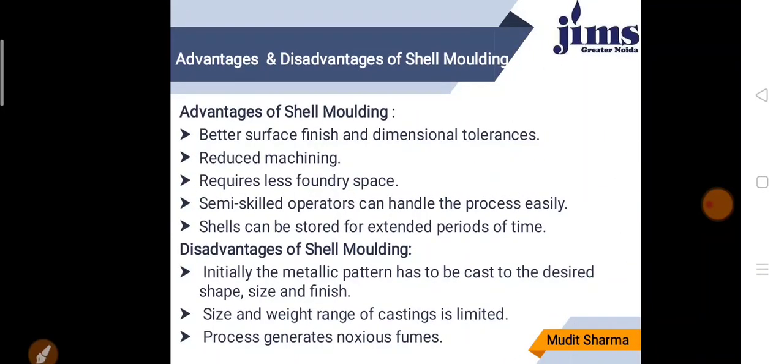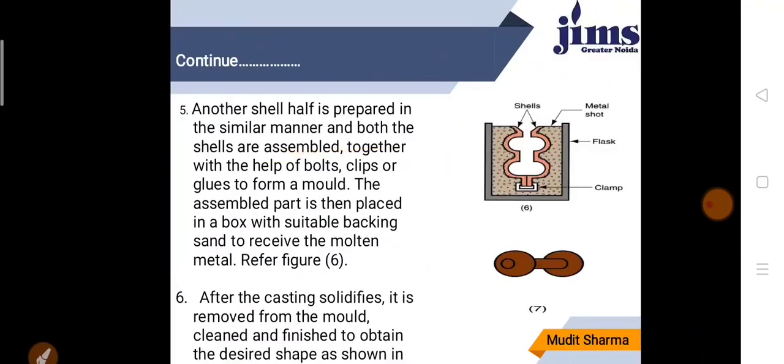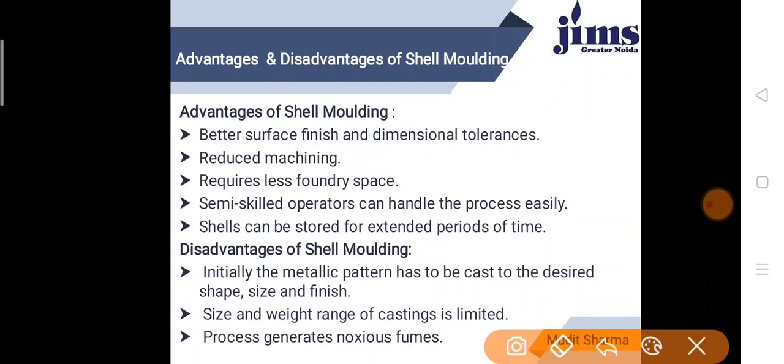These are the common advantages of shell molding. First is better surface finish, dimensional tolerance and reduced machining. It requires less foundry space. A semi-skilled operator can handle the process easily because we don't require a highly qualified operator for this process. Shells can be stored for an extended period of time. So I hope you understand the common merits of shell molding.